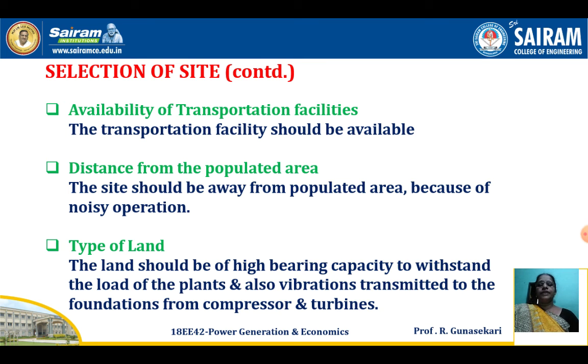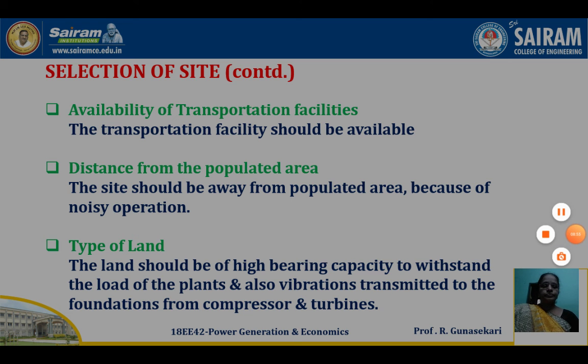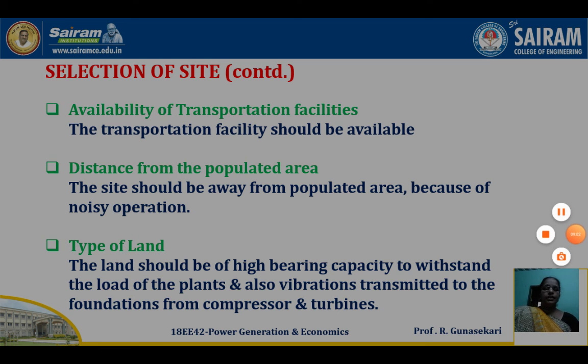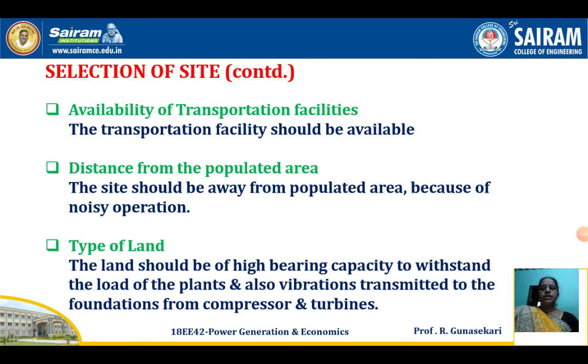Then availability of transportation facilities. The transportation facilities should be available. Then distance from the populated area. The site should be away from the populated area because of noisy operation. Then type of land. The land should be of high bearing capacity to withstand the load of the plant and also the vibration transmitted to the foundation from the compressor and turbines.